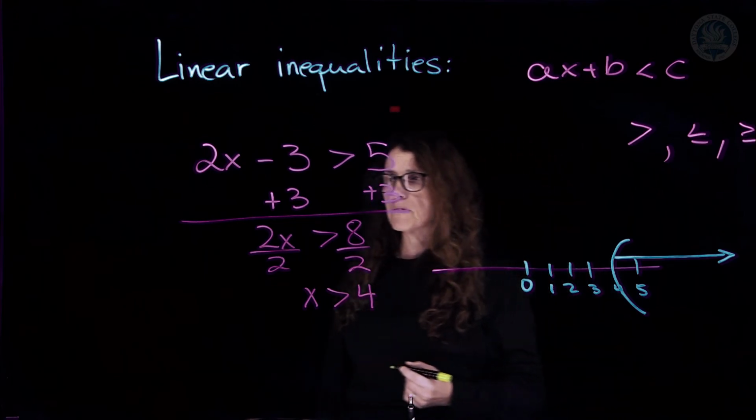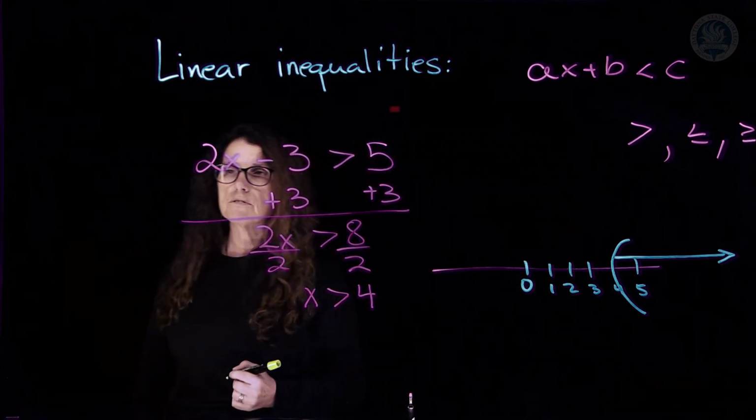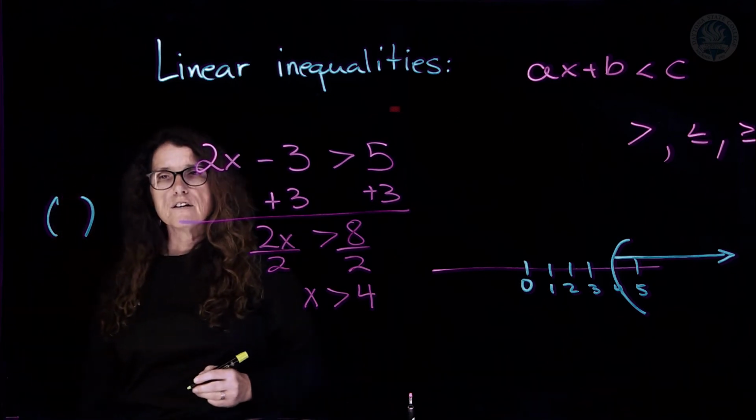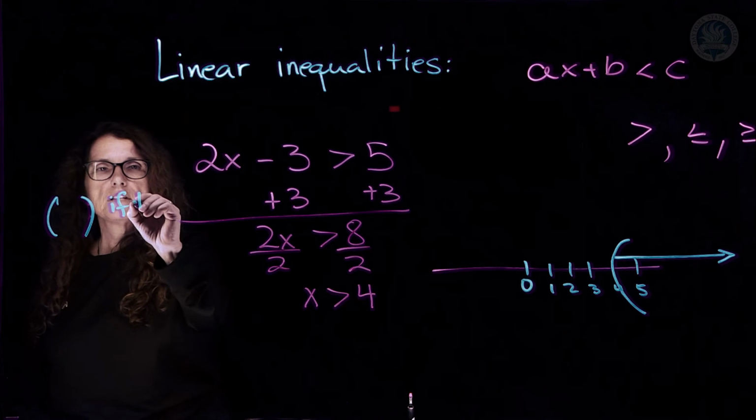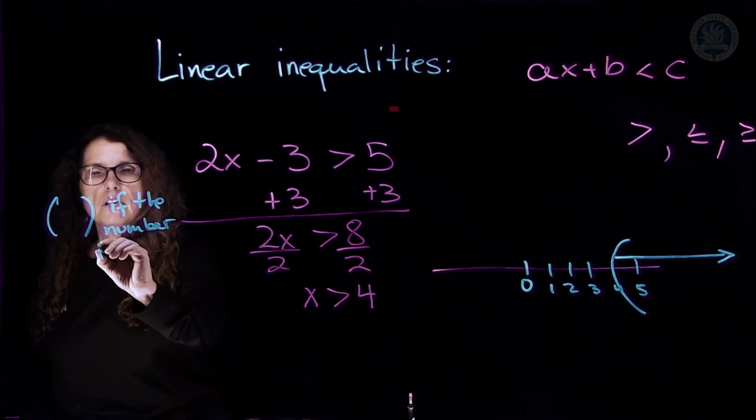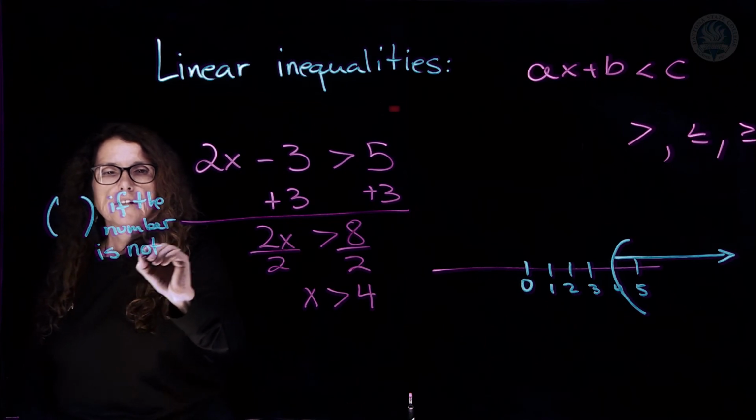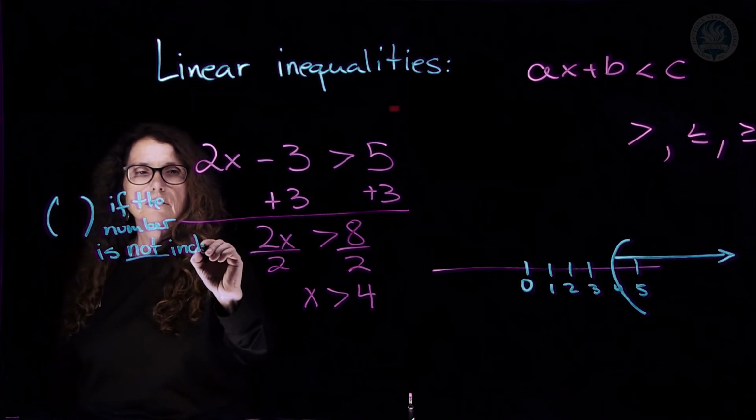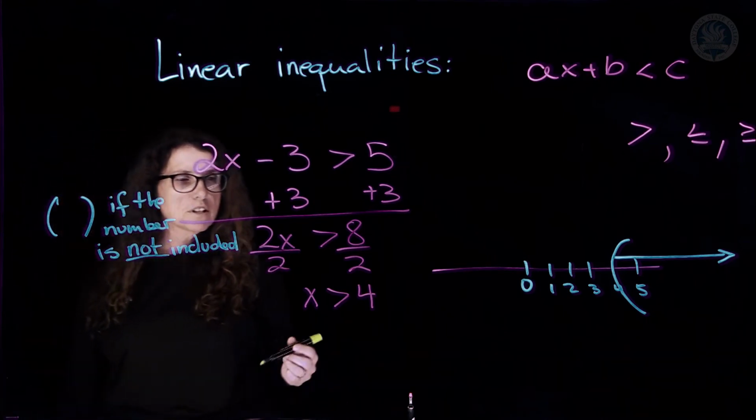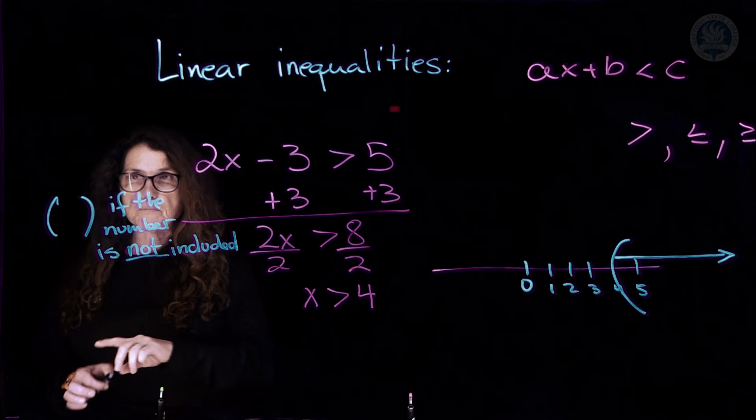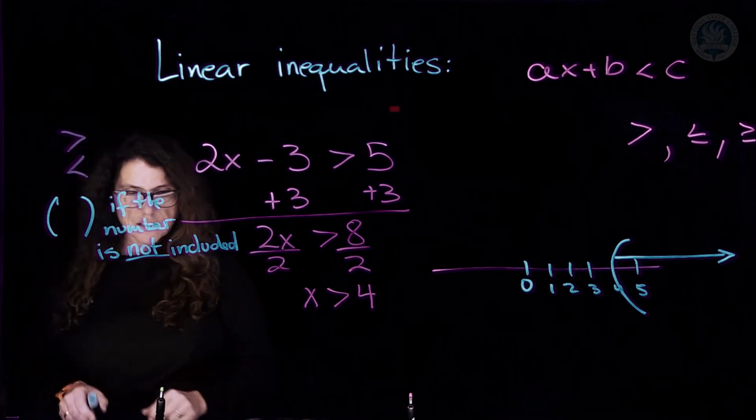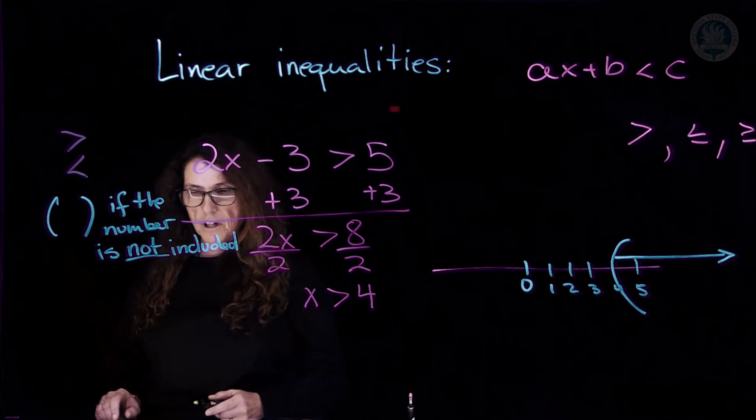Now let me remind you, or let me review real quick. You need a parenthesis if the number is not included. Parentheses are for when the number is not included. In other words, this means if we have a greater than or less than symbol, a strict inequality.